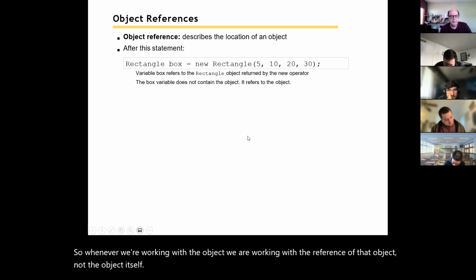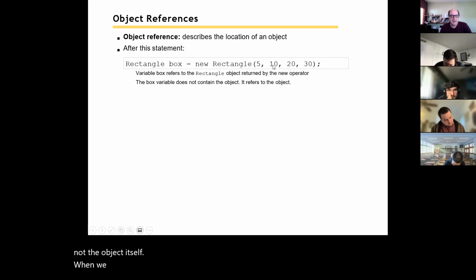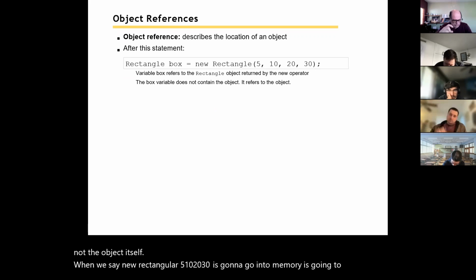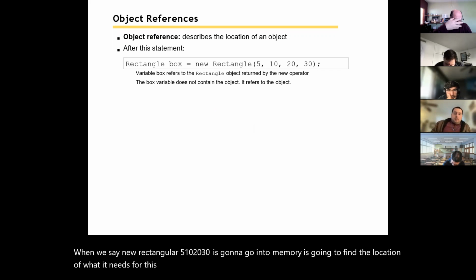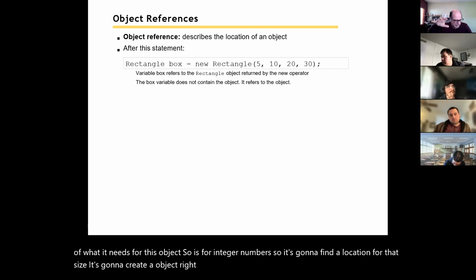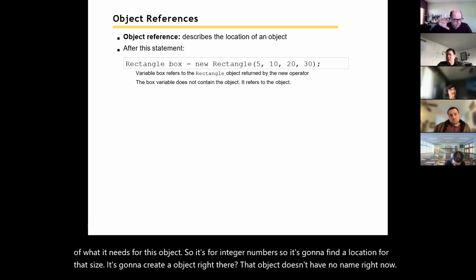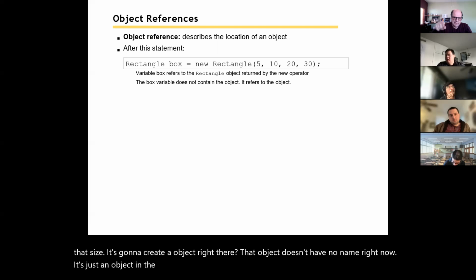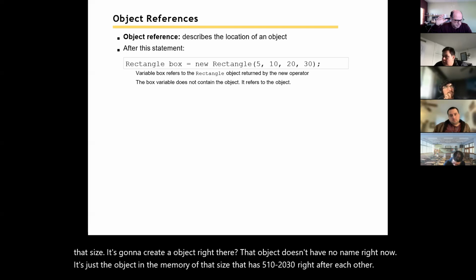So when we say new Rectangle 5, 10, 20, 30, it's going to go in the memory and find the location of what it needs for this object. So it's 4 integer numbers, so it's going to find a location for that size. It's going to create an object right there. That object doesn't have a name right now. It's just an object in the memory of that size that has 5, 10, 20, 30 right after each other. Then it's going to return its address.